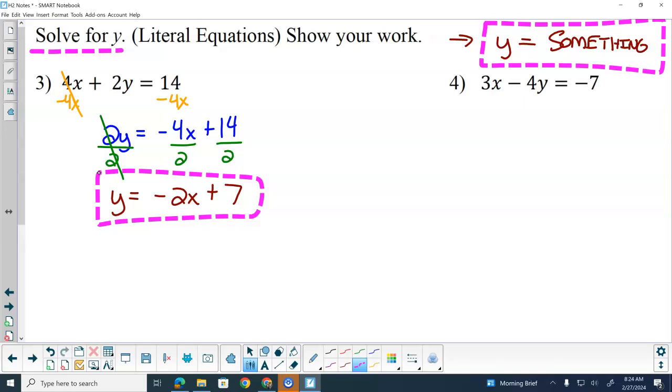Now we did it once. Now we should be able to do it a lot faster. Okay? All right? We're up to number 4. First thing I need to move is the 3x, right? Am I going to add it or am I going to subtract it? Because it's positive here, the opposite of positive is minus, right? So we're going to subtract 3x.